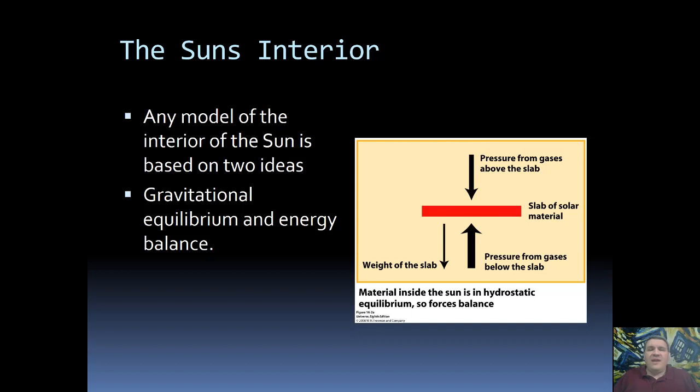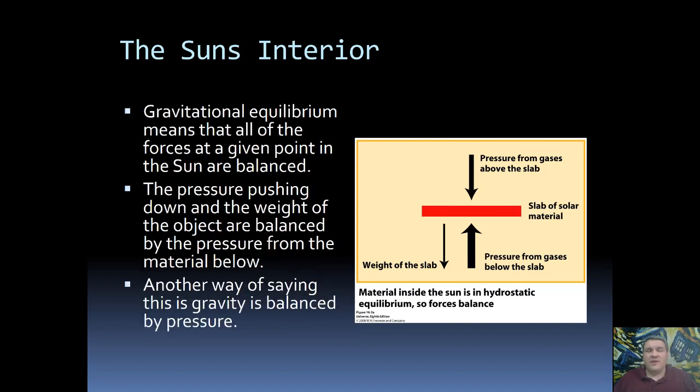So now that we understand what is powering the sun, let's talk about the sun's interior. Any good model of what's happening inside the sun is only based on two ideas. That's it. That's all we put into it. We have the idea of gravitational equilibrium and energy balance.